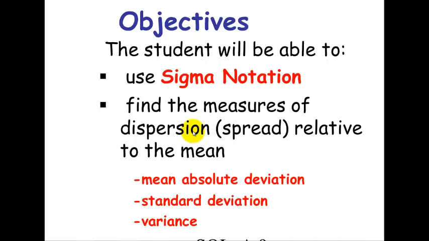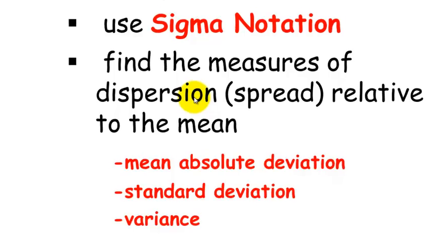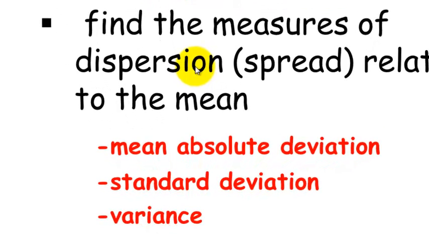Alright, the next topic that we're going to learn is how to use sigma notation and how to find the measures of dispersion relative to the mean. So we will discuss three ways of examining the dispersion of data. We are going to discuss mean absolute deviation, standard deviation, and variance.